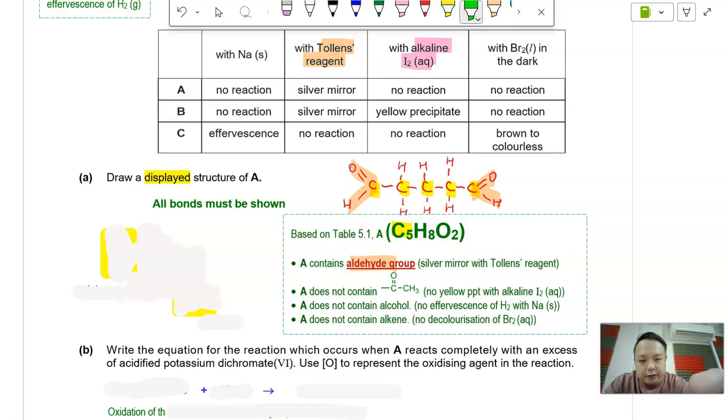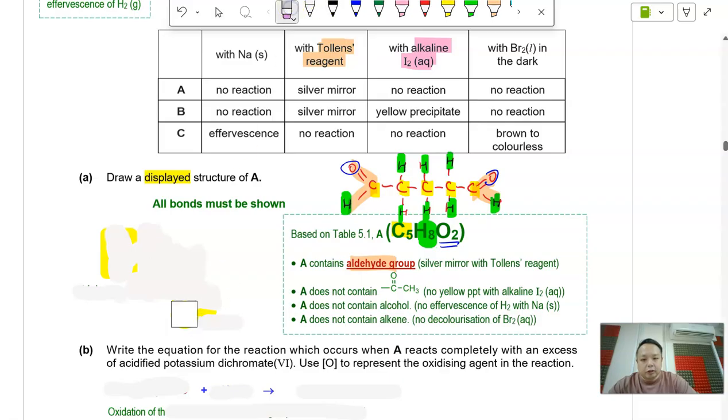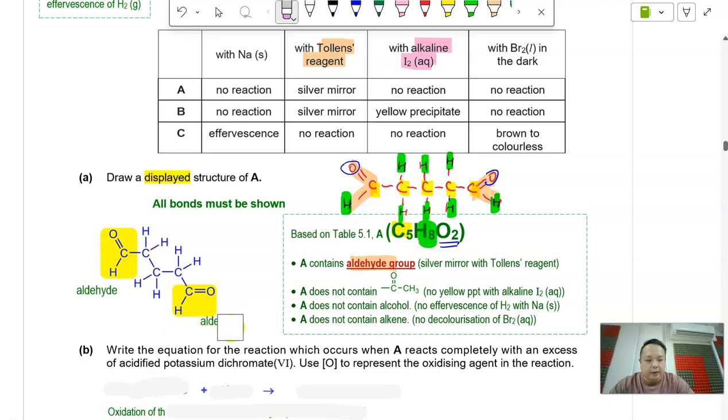We now count the number of hydrogens. 1, 2, 3, 4, 5, 6, 7, 8. H8 done. And then, of course, the last 2 oxygen atoms, 1, 2. So 2O done. So therefore, this is likely the structure of your A, where you have 2 aldehyde functional groups. So the aldehyde functional groups must be at the terminal end in order for it to be an aldehyde.